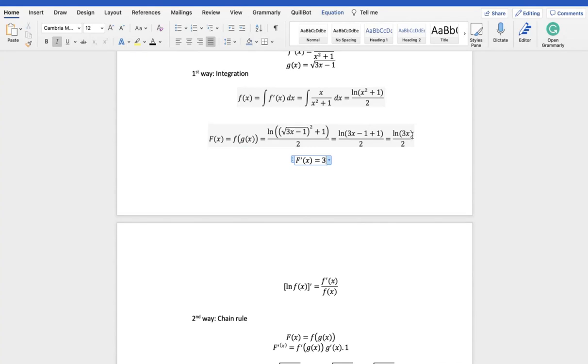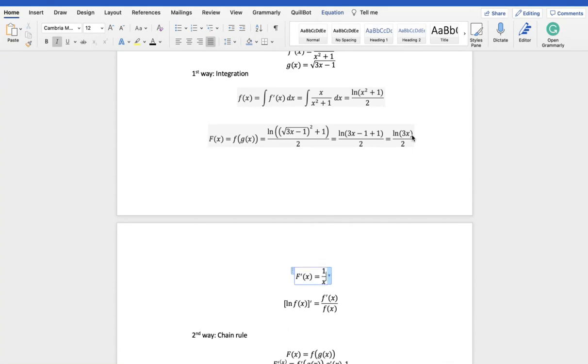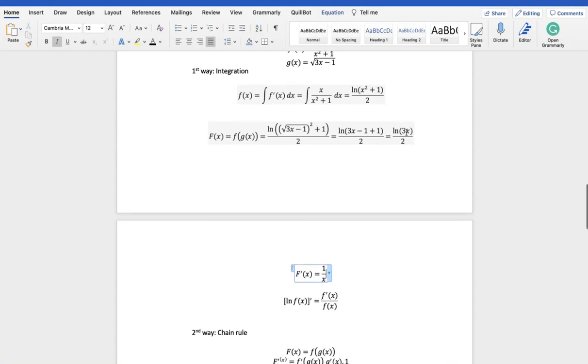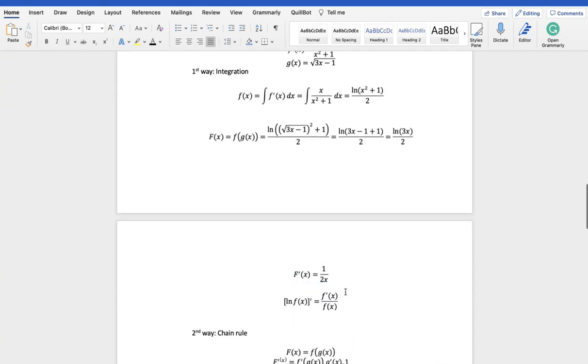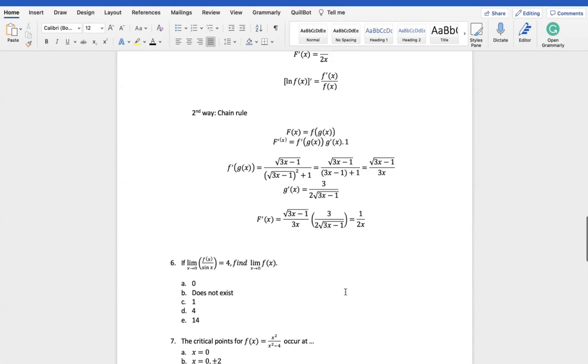Well, it's basically 1 over x, right? It's 1 over x. And then it's multiplied by the 1 over 2 there, right? So it's basically 1 over 2x here, which is our original answer as well, right? So you end up getting the same solution.